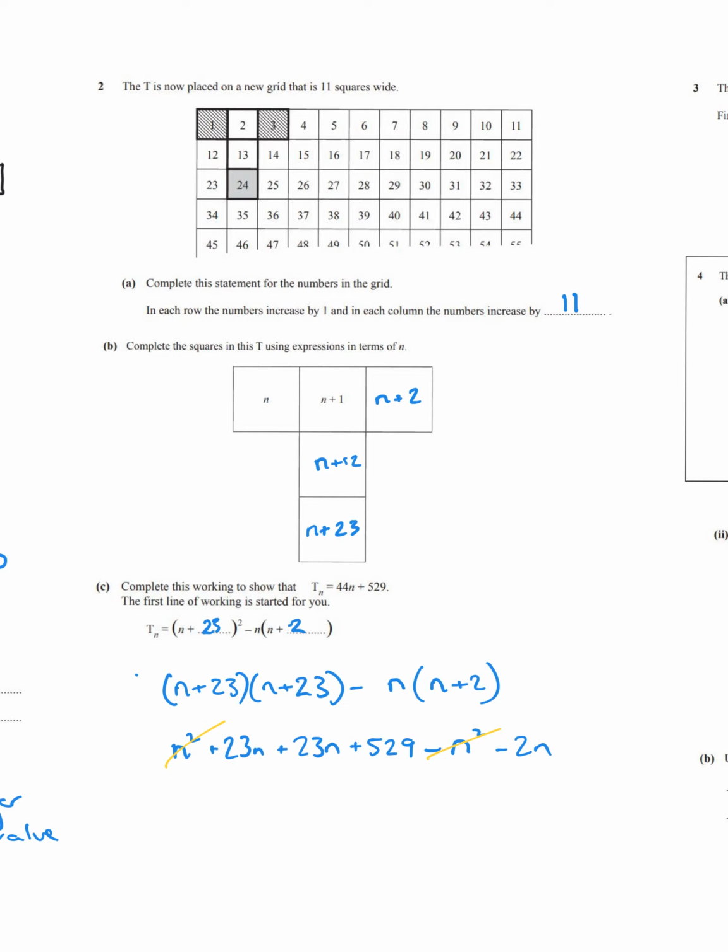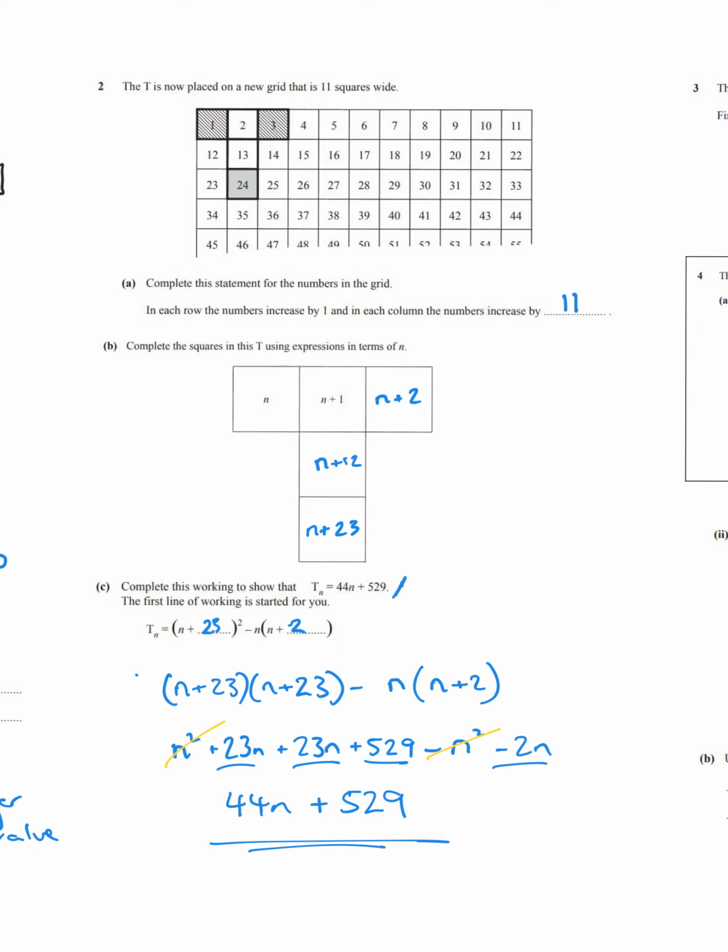And what do we have in total? I've got how many n's? 46 n's, take away, so 46, if I add these and I take away 2, I've got 44 n's, plus this number here, which is 529. And there it is. We've just shown that this is what we're after.